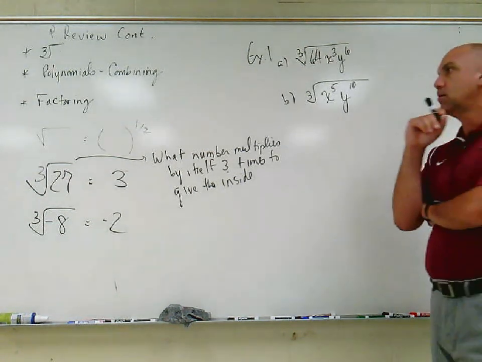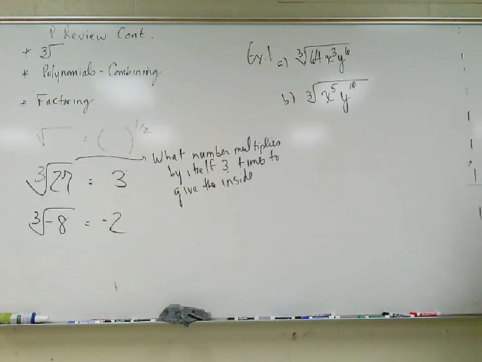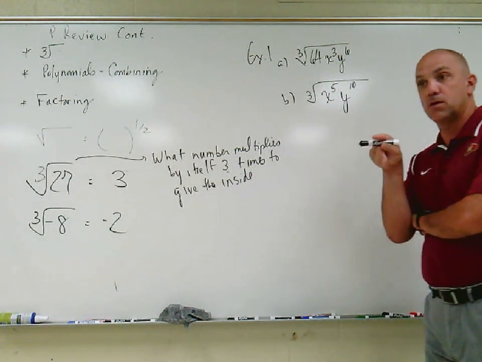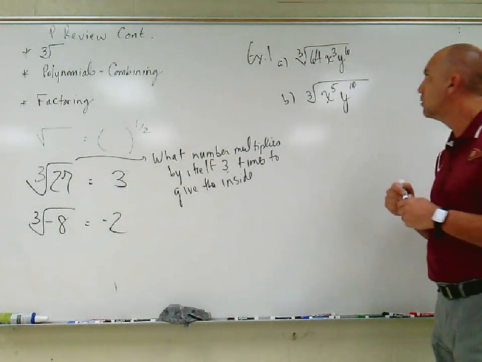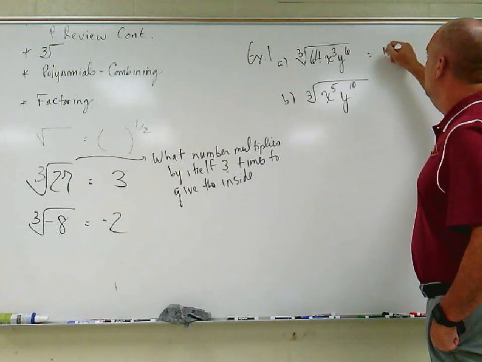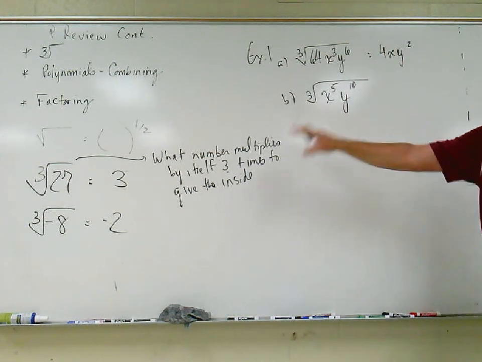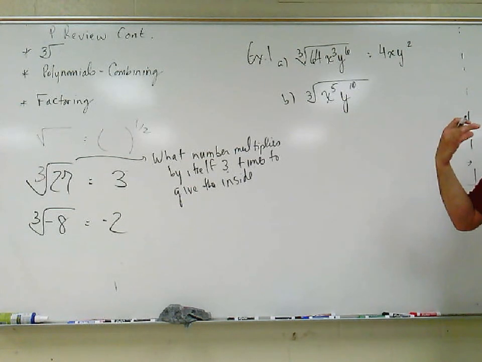Okay. Who would like to give us the answer to the first one? Go ahead. 4xy squared. That's exactly right. And see, now you don't need any absolute values or anything like that because you can get a negative answer when you do a cube root.